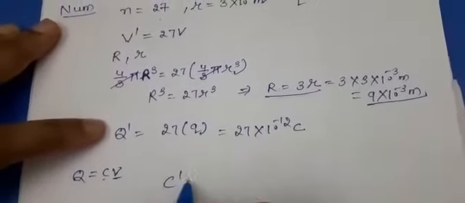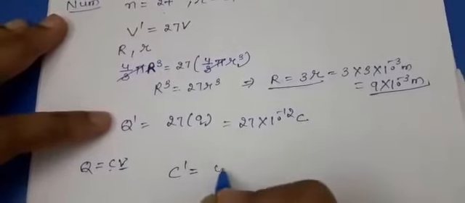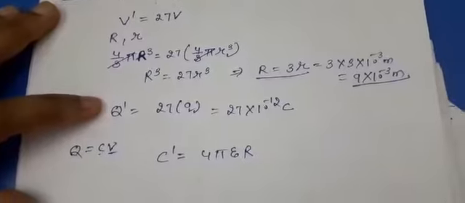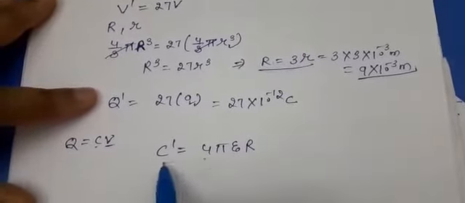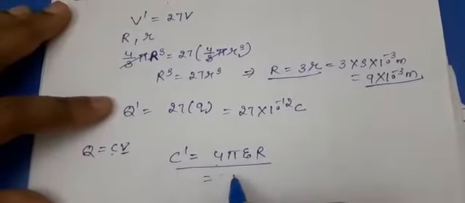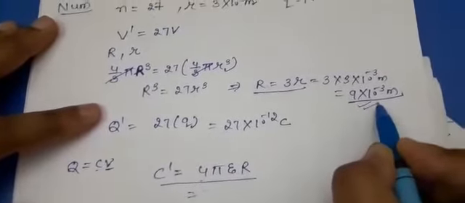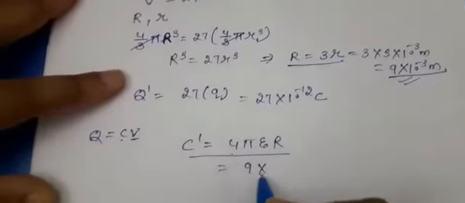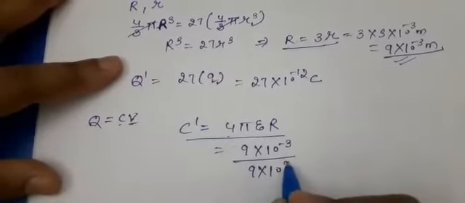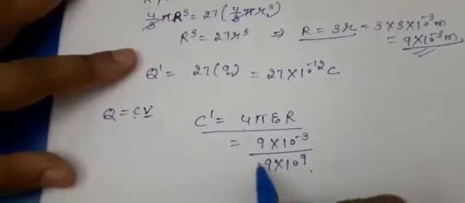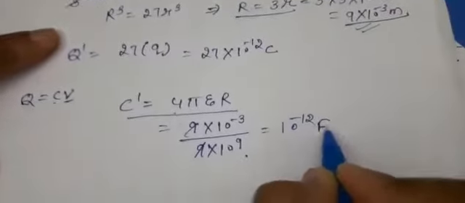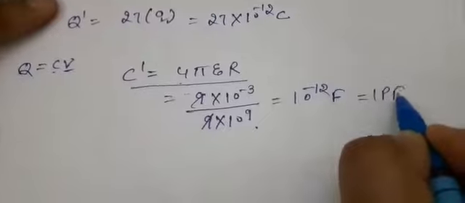So the capacitance of the bigger drop. Now we will use the formula. This is equal to 4 pi epsilon naught R, because it is spherical in shape, and for a spherical conductor the capacitance is given by 4 pi epsilon naught R. So here the radius R is given by this value. Now here it will be 9 into 10 raised to the power minus 3 divided by 9 into 10 raised to the power 9, that is 1 by 4 pi epsilon naught. So it will come out to be 10 raised to the power minus 12 farad. You can take it as 1 picofarad or leave it as such.